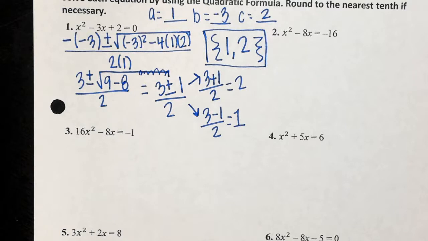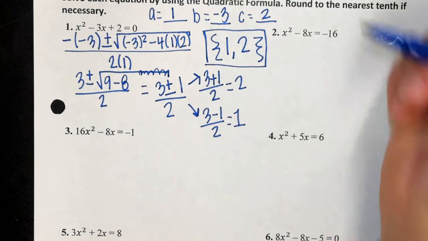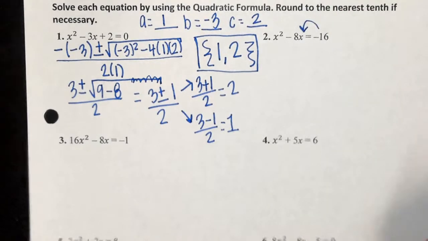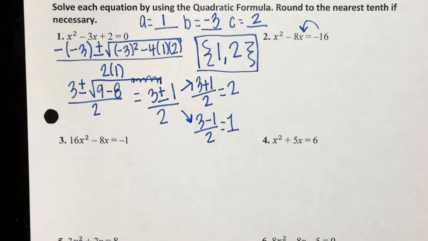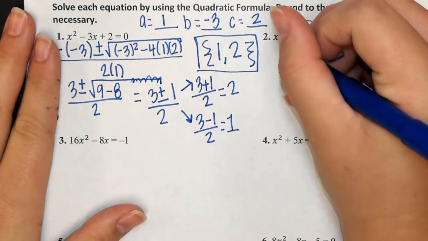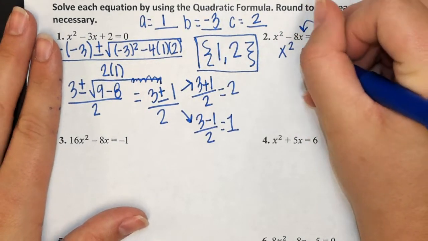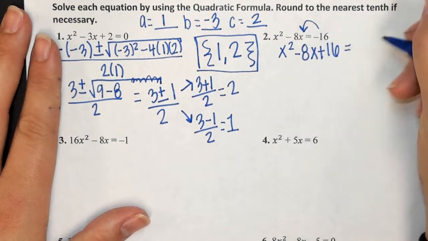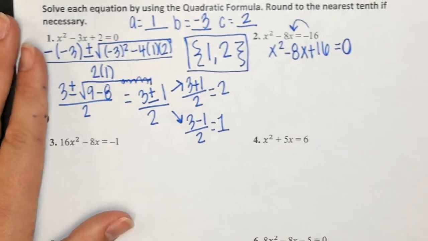When you're beginning number 2, what's the most important thing? Raise your hand if you know what I need to do. Callie? You have to set it to 0. Alyssa, how do I do that? You add, because it's a negative. Do you see it? It's a negative. In order to get it on the other side, we have to do the opposite, which is to add it. So your equation for number 2 is x squared minus 8x plus 16 equal to 0.